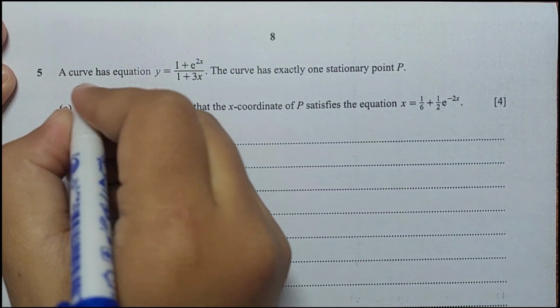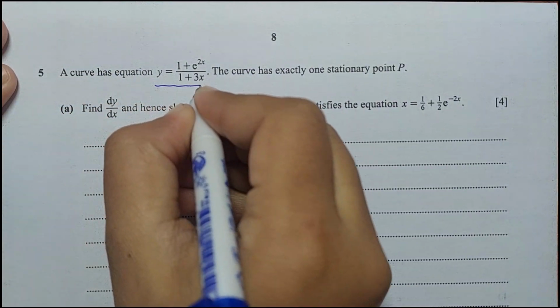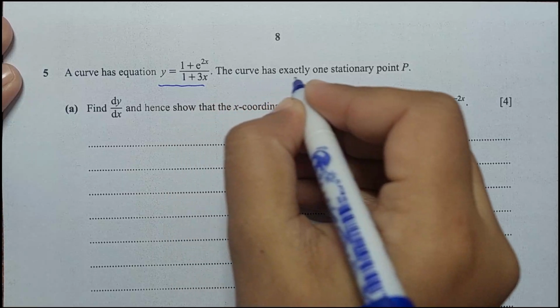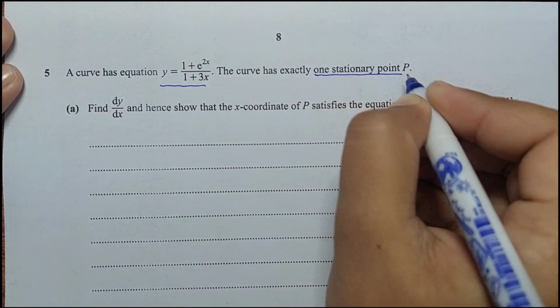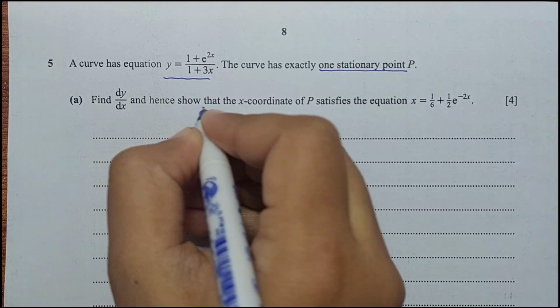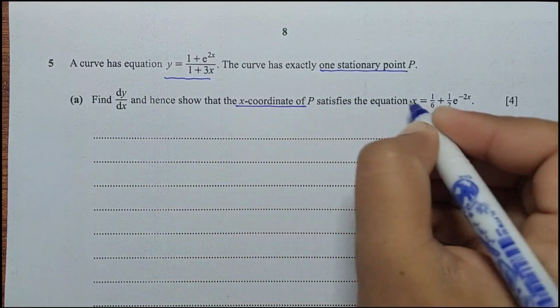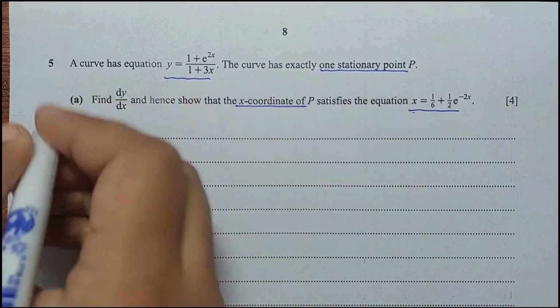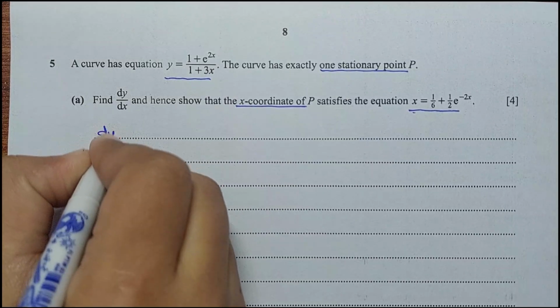Question number 5. A curve has this equation. This is the equation of the curve. The curve has exactly one stationary point P. Okay. Part A, find dy by dx and hence show that the x coordinate of P satisfies this equation. Okay. So first find dy over dx.